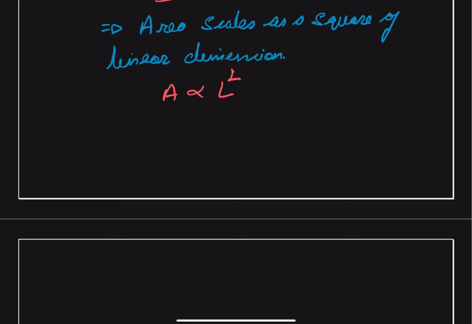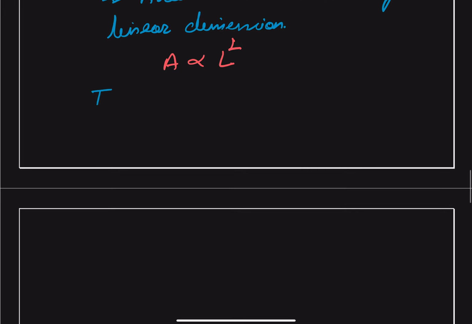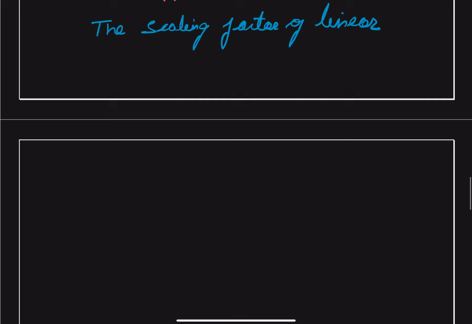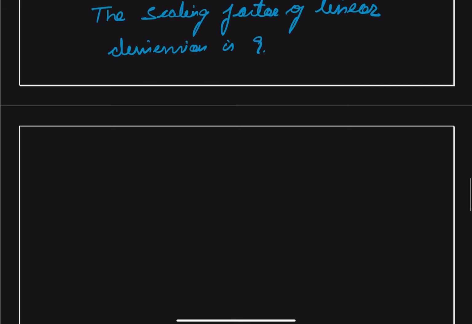Now it is given that the scaling factor of the linear dimension is 9. So if L prime is our new linear dimension, then L prime will be equal to 9 times the original linear dimension L. So we are going to use this relationship to find the new volume with the scaled linear dimension.